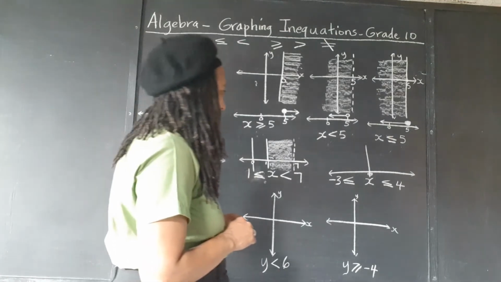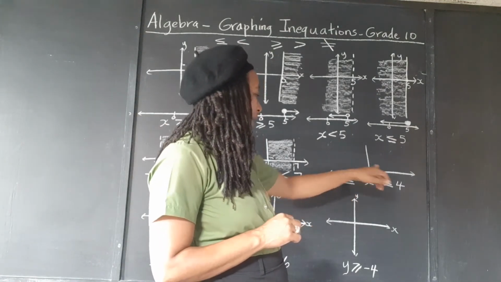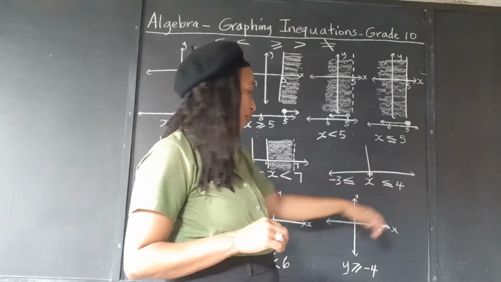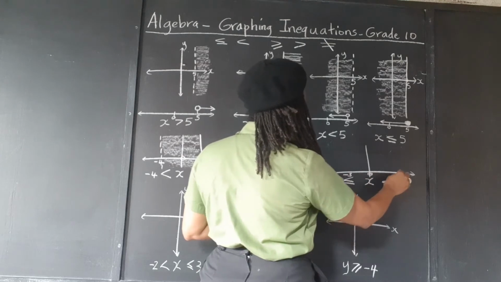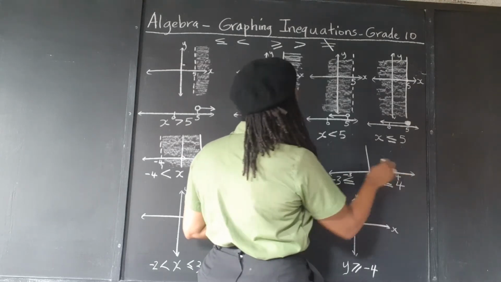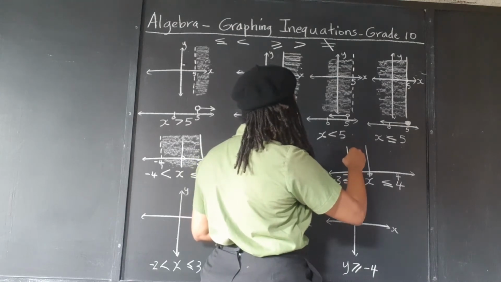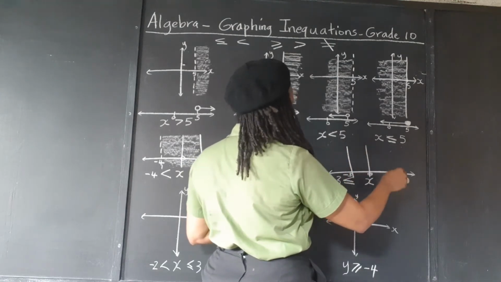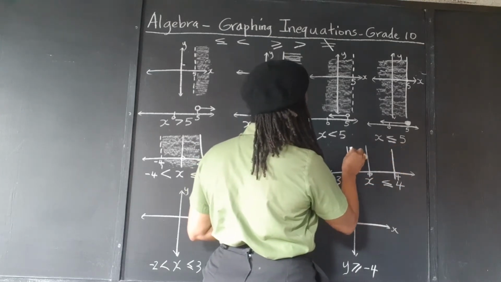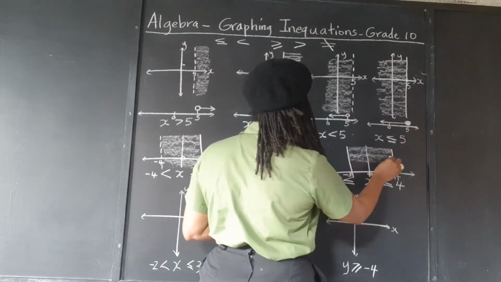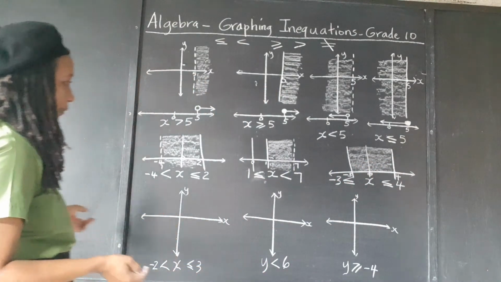Okay, now let's show x is greater than or equal to -3, less than or equal to 4. So we need to put in -3 and 4. It's greater than or equal to -3, so that would be a straight line, less than or equal to 4, also a straight line. Alright, and that's how we do it.